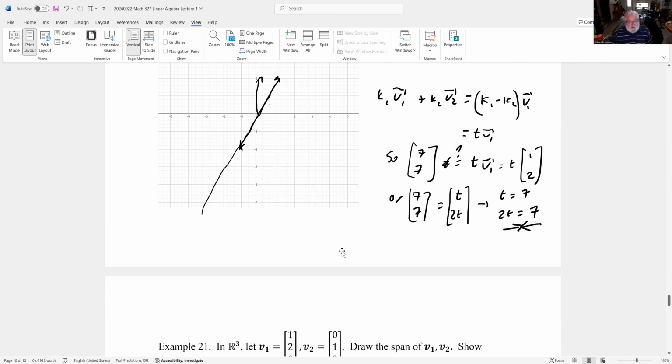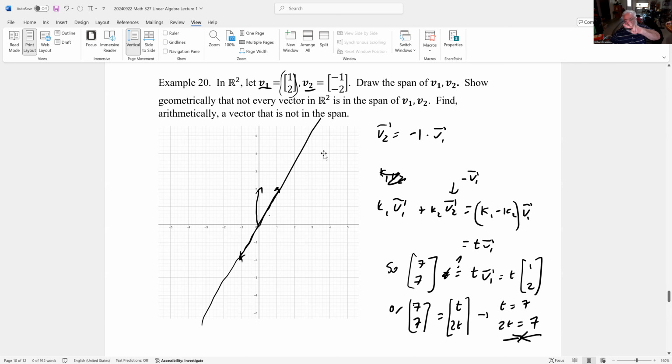So that's a little bit of a warning, right? Two vectors often span an entire plane, but they don't have to because they might pick out the same direction. So vectors pick out a direction, is sort of the important point about spans.